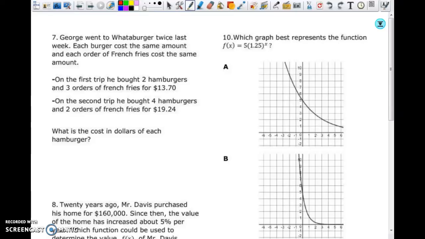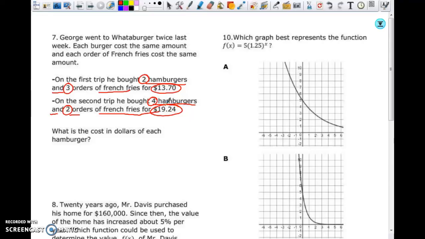So 7, George went to Whataburger twice last week. Each burger cost the same amount. Each order of french fries cost the same amount. Okay, so on the first trip, he bought 2 hamburgers and 3 orders of french fries for $13.70. The second trip, he bought 4 hamburgers and 2 orders of french fries for $19.24.